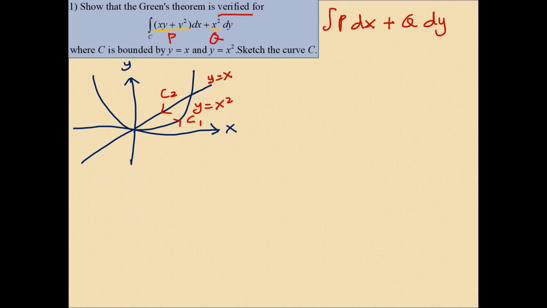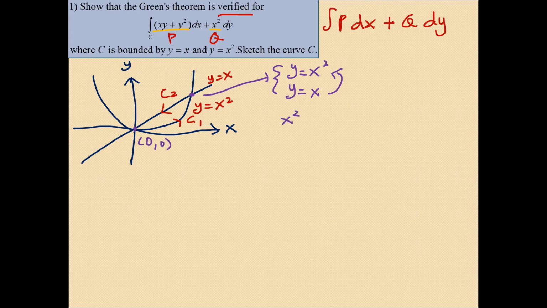Now find the intersection points. We have intersection points here and here. Everybody knows this one is 0, 0. So what is the other intersection point? How to find it? You do the simultaneous equations. We have y equal to x squared and also y equal to x, because the point here is the intersection of y equal to x and y equal to x squared.